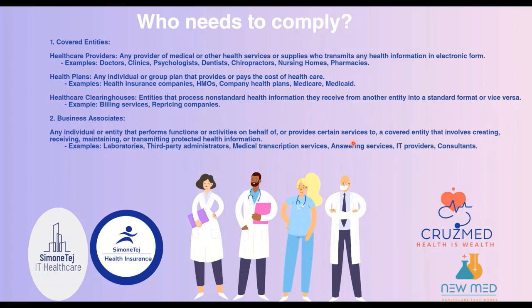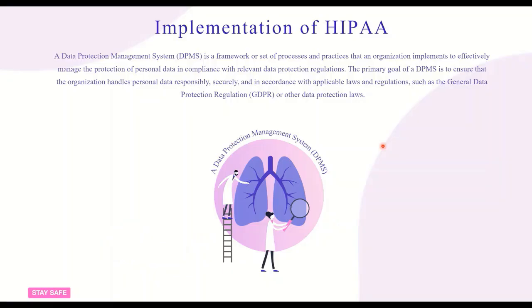So just remember that much. Let's understand the implementation of HIPAA, how an organization would go about getting compliant for the HIPAA Regulation Act. To get compliant, an organization would need to establish a data protection management system, or DPMS for short. So, what exactly is a DPMS, a data protection management system?